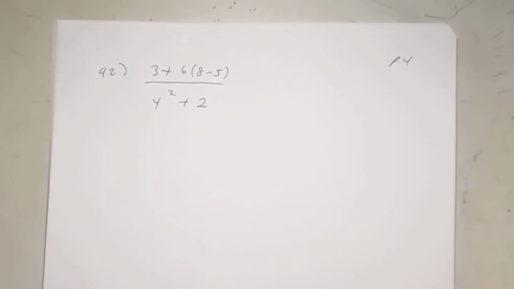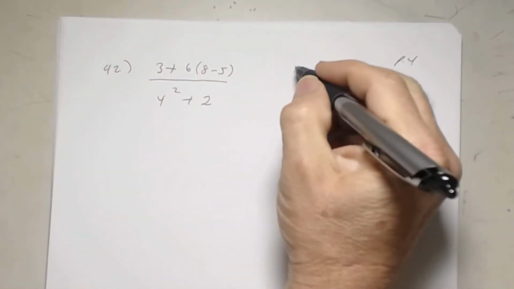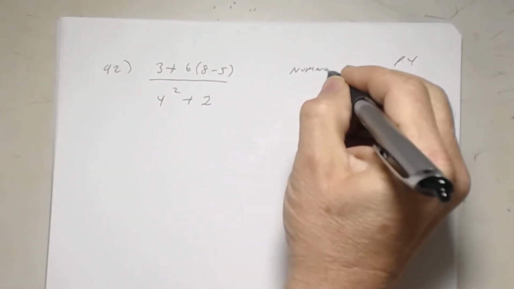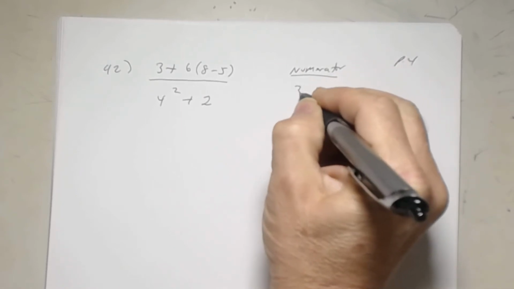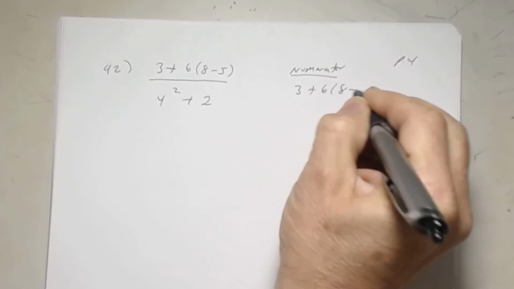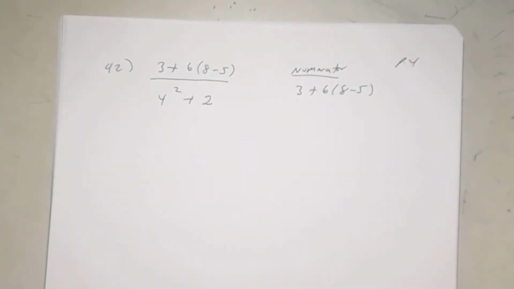So let's talk about the numerator. I'm going to rewrite the numerator over. According to the order of operations, what should I do first? The parentheses. Now, inside the parentheses, what's the only operation you see? So I should do what operation first? That's in the parentheses.